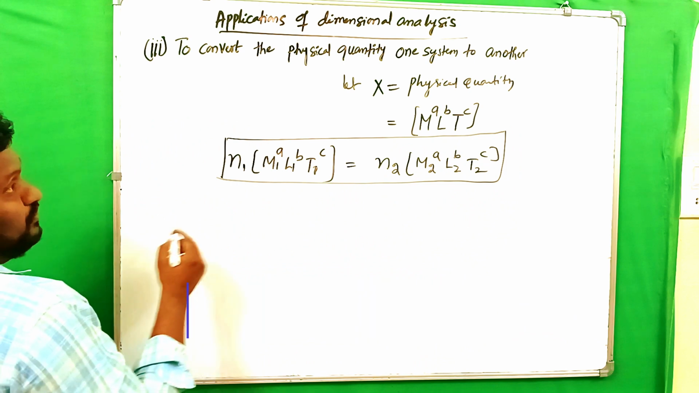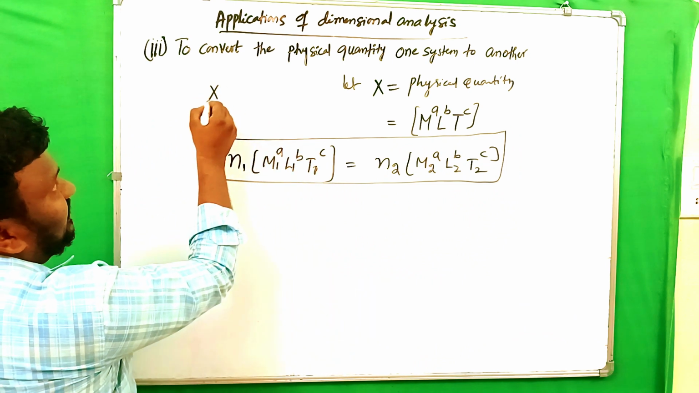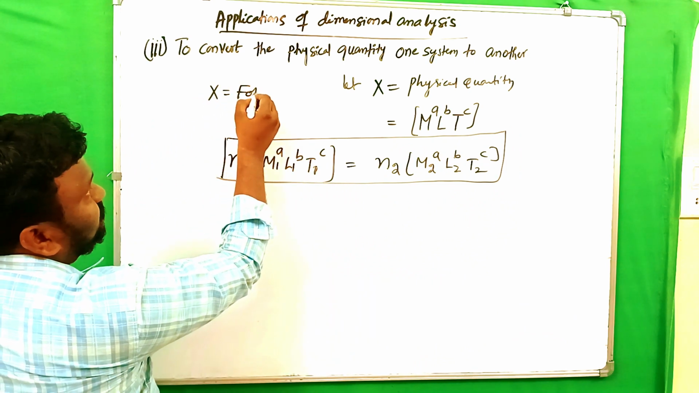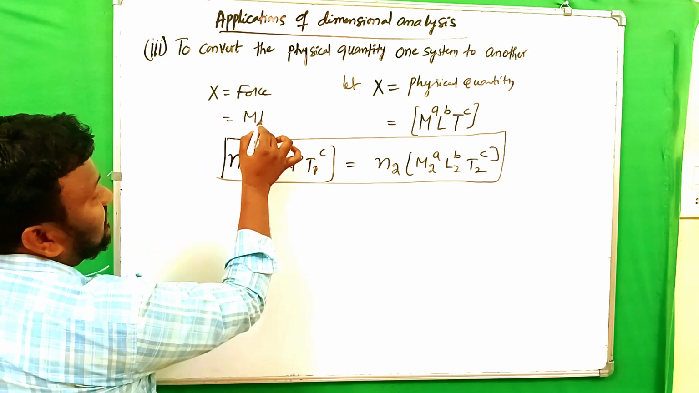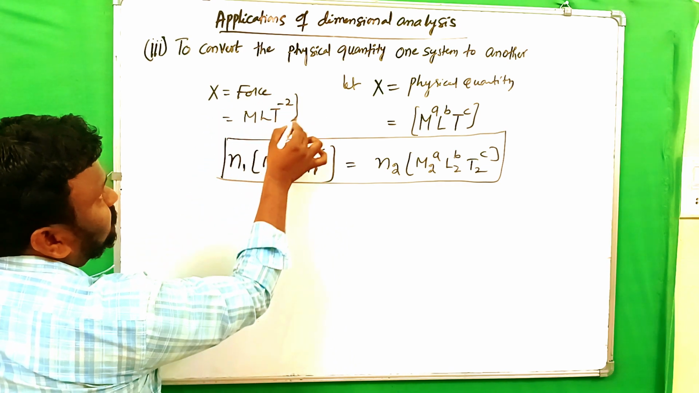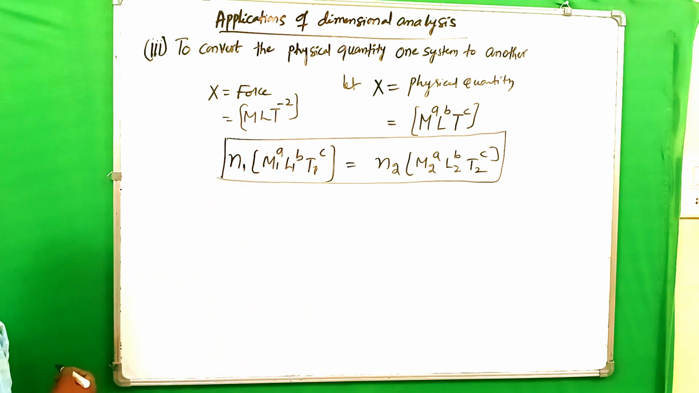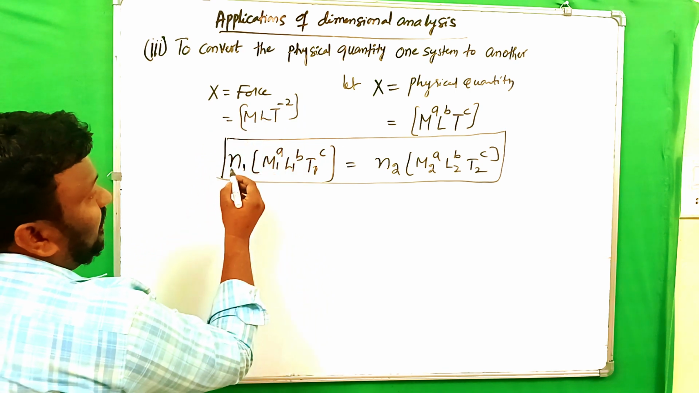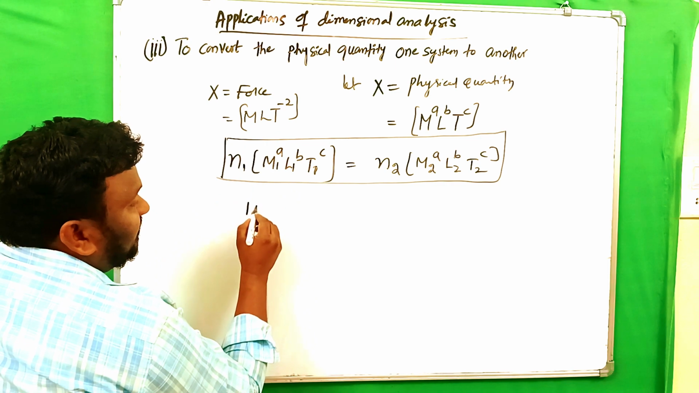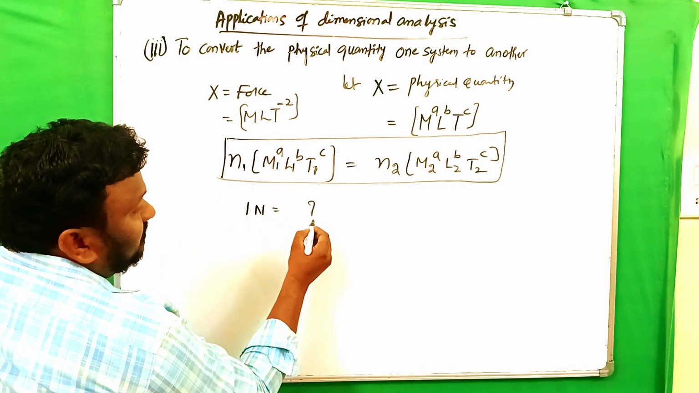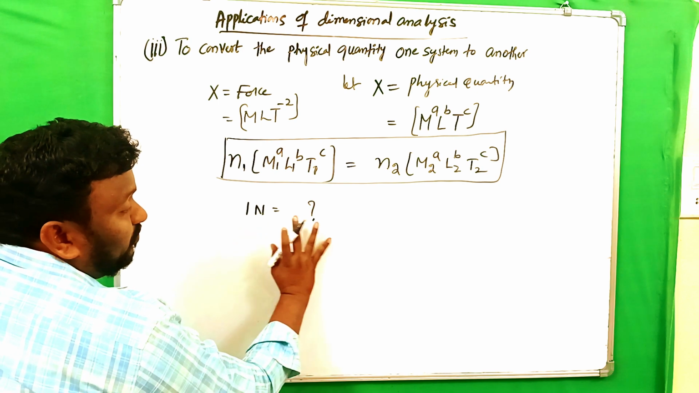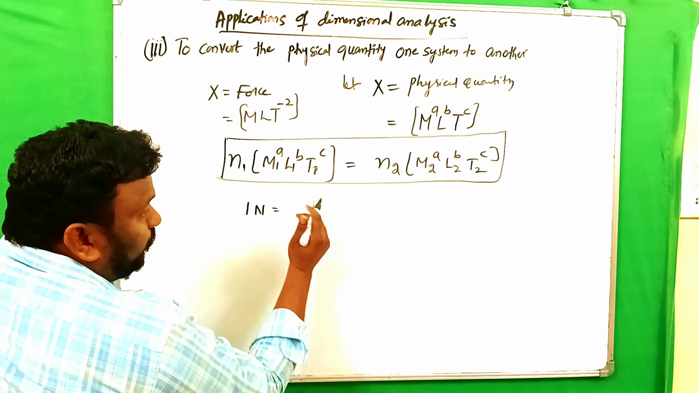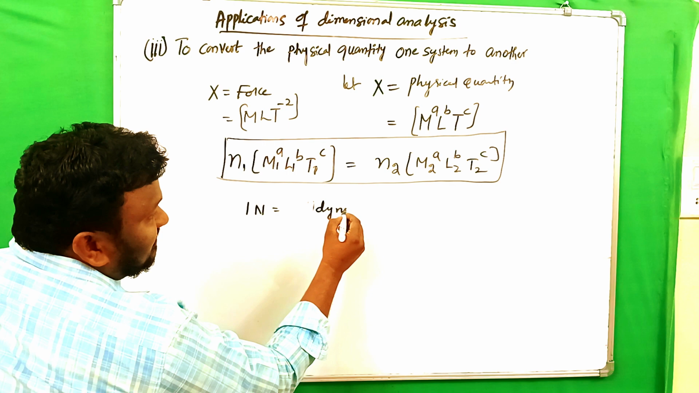Clear? For example, here I am going to take x as force, and its dimension formula is M L T inverse 2. Now here I am going to write: 1 Newton is equal to how many dynes? That is the question here. 1 Newton is equal to how many dynes?